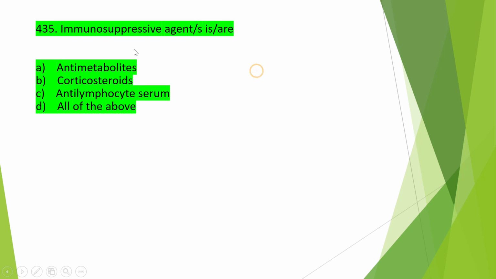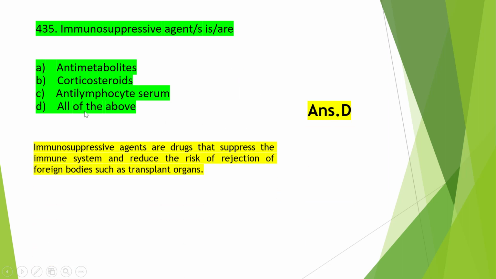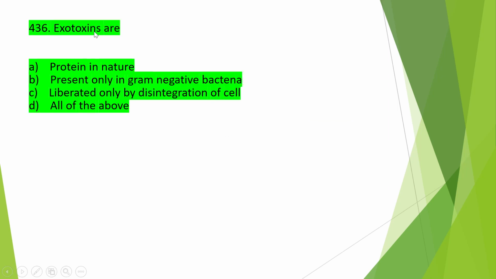Okay, so next one is immunosuppressive agents is or are anti-metabolites, corticosteroids, or anti-lymphocyte serum, or all of the above. And the right one is option D, all of the above. So what are immunosuppressive agents? Immunosuppressive agents are drugs that suppress the immune system and reduce the risk of rejection of foreign bodies such as transplant organs.